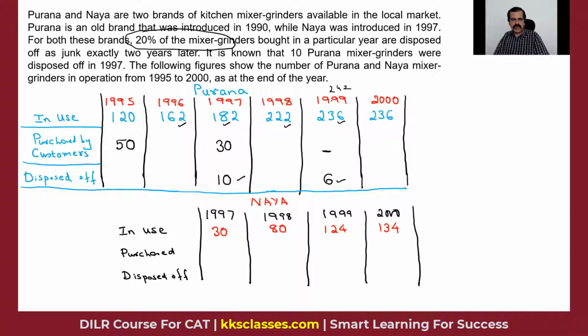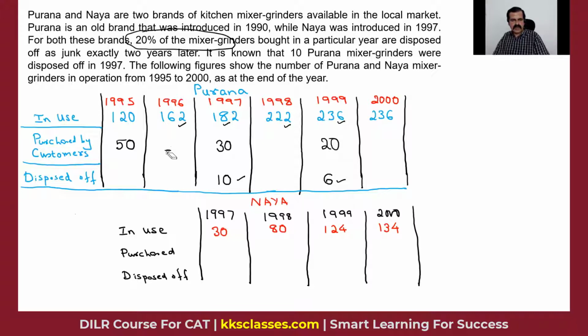So 222 became 242, because customers purchased 20 more items for use. So 222, we bought 20 more, 242, and then 6 were disposed of, and we are back to 236 in use. And we will not be able to do any further calculation on this Purana set because I would not be able to find out this.